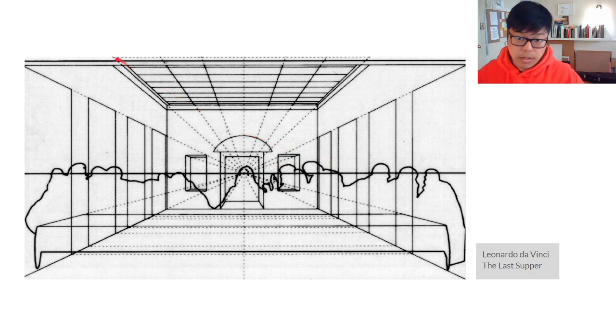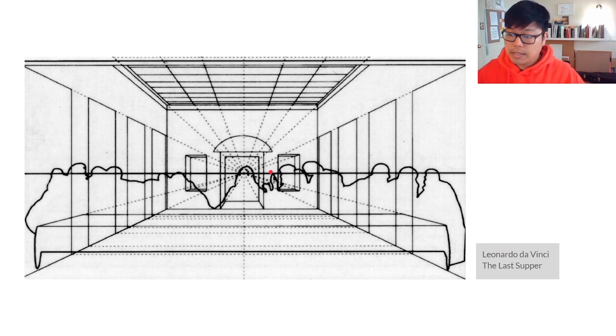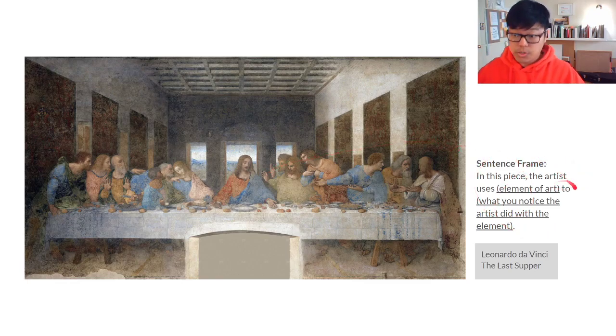Visually, if you break down the orthogonal lines, right, which are the lines receding back in space when you construct one-point perspective like this, all of those orthogonal lines lead and converge at this vanishing point, and that, very intentionally, Da Vinci put right on Jesus's face. Okay, so naturally that's where the person's gaze is directed. And again, the second modeling would happen here using the sentence frame. In this piece, the artist uses the element of space to guide the viewer's eyes to the central focal point, or the main point of emphasis, which is the Messiah's face over here.